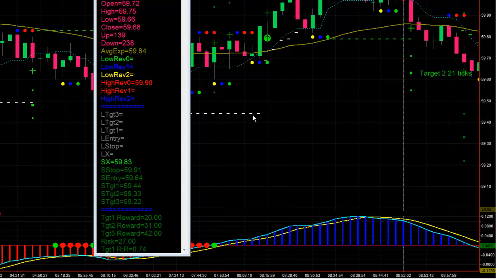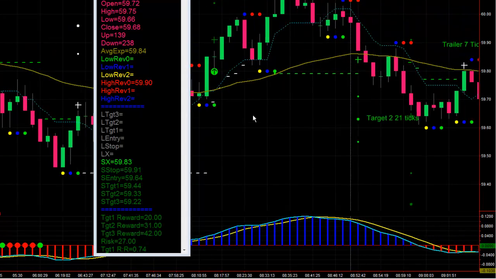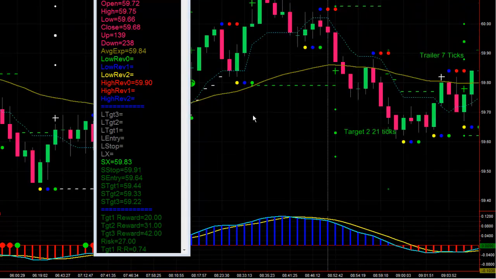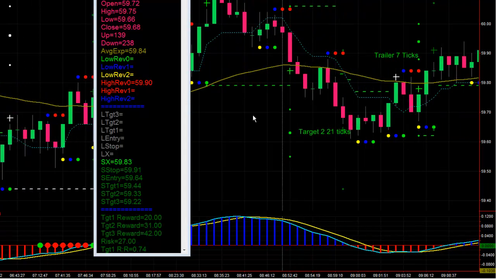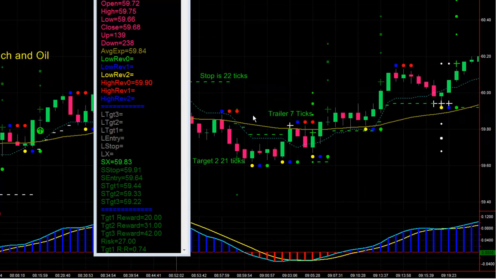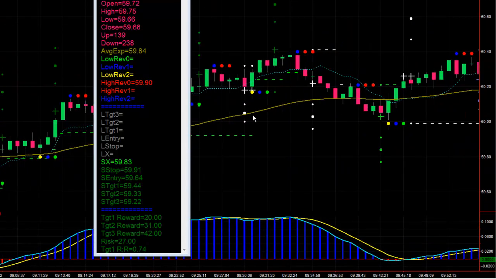Target 2 is 21 ticks. And so it does go on down. The trailer gets 7 ticks. So one and done. We were done that day in 10 minutes. So you made a total of 21 and 7 ticks. All right, so let's go to Tuesday.